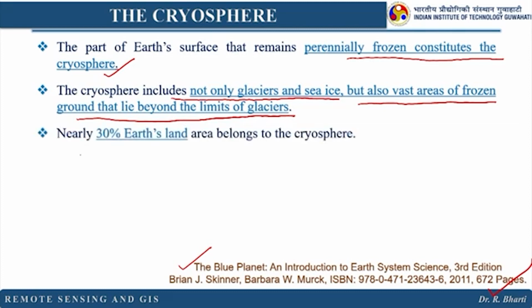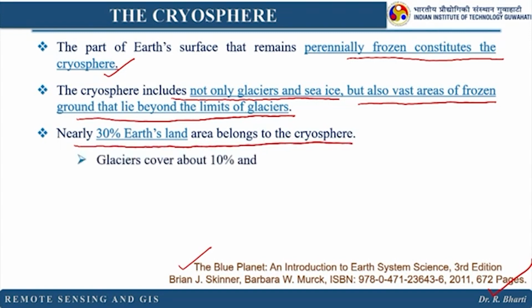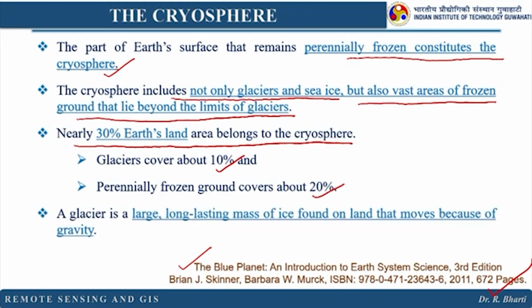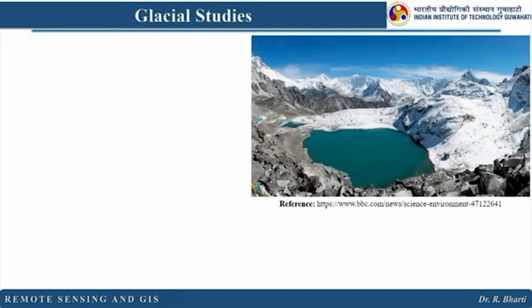Now the third point says nearly 30% of the Earth's land belongs to the cryosphere, where the glacier covers about 10% and perennially frozen ground covers about 20%. Altogether, cryosphere covers 30% of the land area. Now, a glacier is a large, long-lasting mass of ice found on land that moves because of gravity. You must have heard that a glacier is moving, coming down, at very high speed or at low speed. Why is it moving? Because of gravity. Those components involved in this movement as well as glacier formation, you can study using remote sensing and GIS.